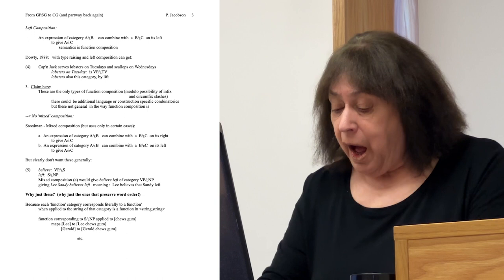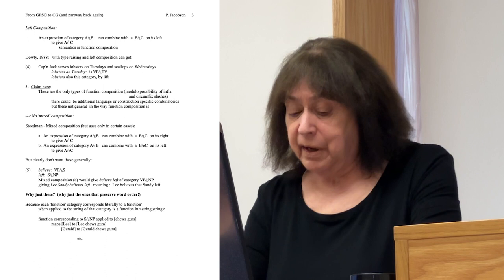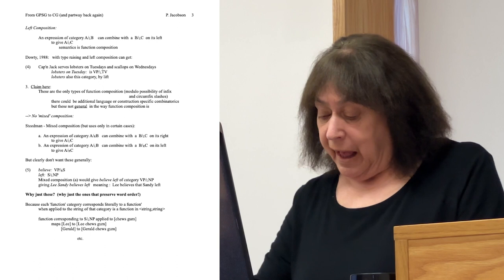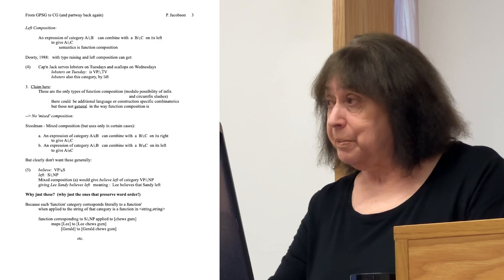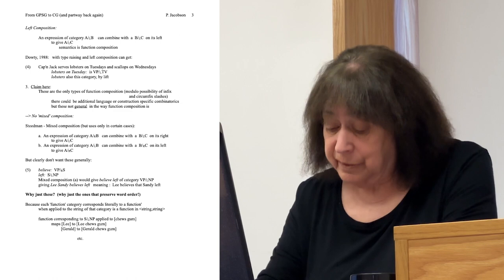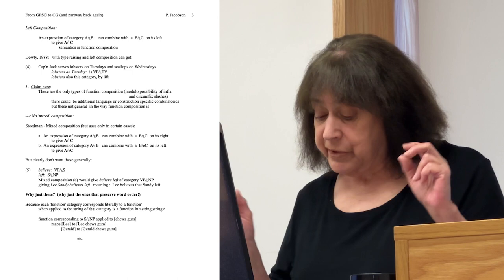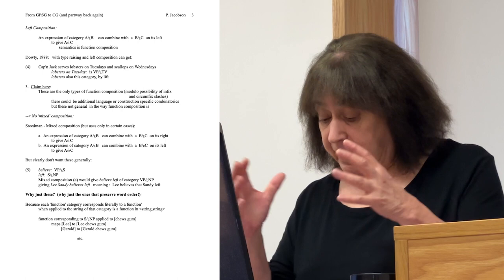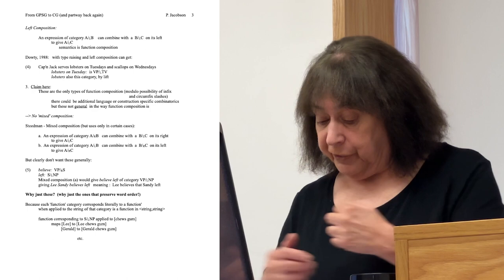In addition to this right composition, I assume there's the mirror image left composition, which just says that if something wants a B to its left to give an A, and it finds on its left something that wants a C to its left to give a B, they can compose and give something that wants a C to its left to give an A. This is just a mirror image of right composition. And David Dowty, in a really beautiful paper in 1988, showed that with type raising and left composition, you can get these funny non-constituent coordination things like Captain Jack serves lobster on Tuesdays and scallops on Wednesdays. Lobster on Tuesdays can combine up to say, give me a transitive verb and I'll give you a VP. And similarly for scallops on Wednesdays, and they can conjoin.